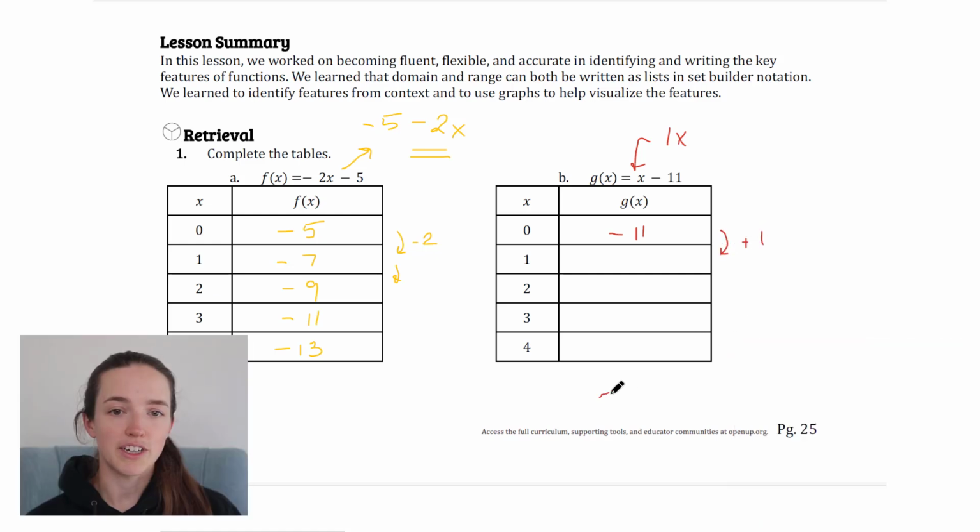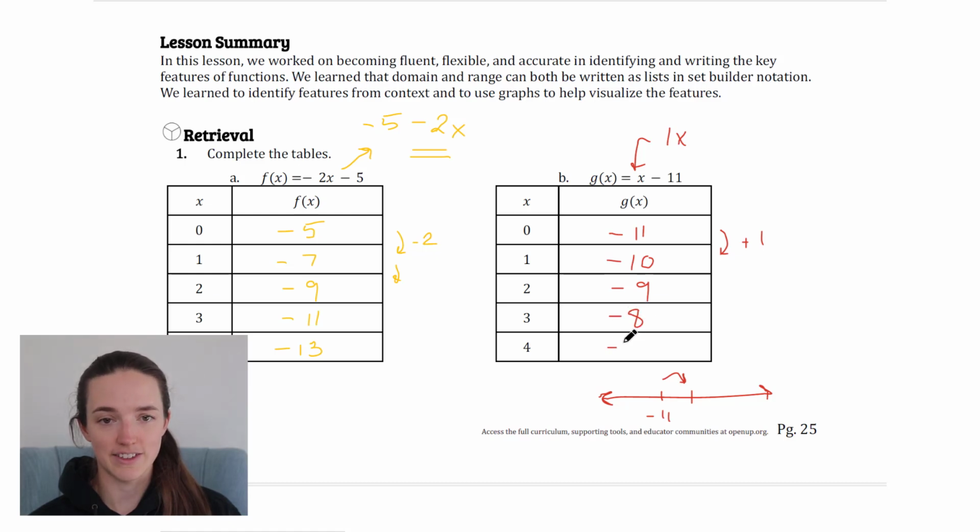So think about a number line. Here's negative 11. When I add 1, I'm going to be moving closer to 0, so I'm going to go to negative 10, then negative 9, negative 8, negative 7, keep getting closer and closer to 0.